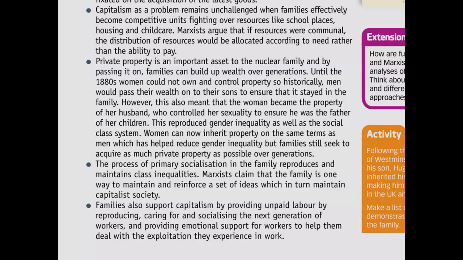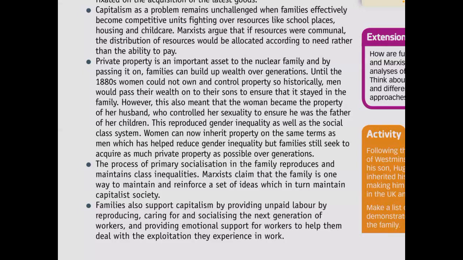They're talking about family. The process of primary socialization in the family reproduces and maintains class inequalities. Marxists claim that the family is one way to maintain and reinforce a set of ideas, which in turn maintain a capitalist society. Because families perform the function of primary socialization, what they teach the coming generations is to serve the capitalists.